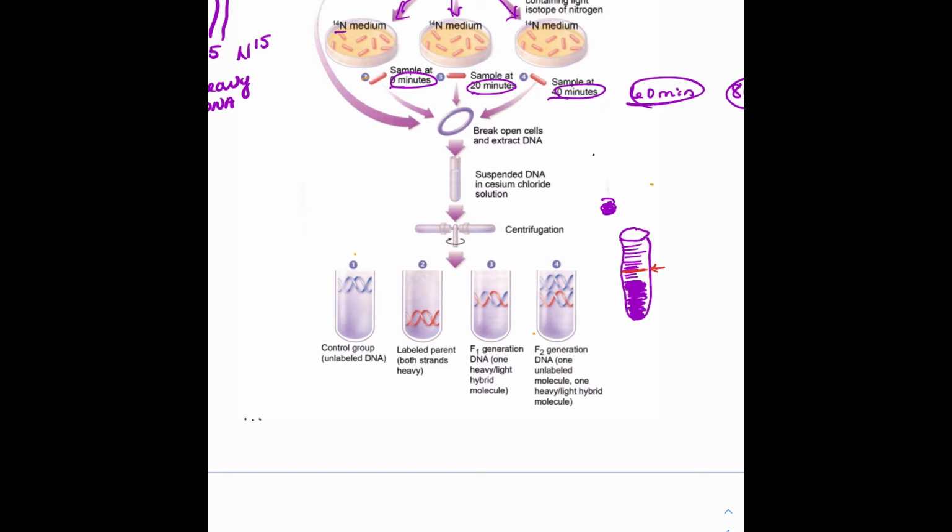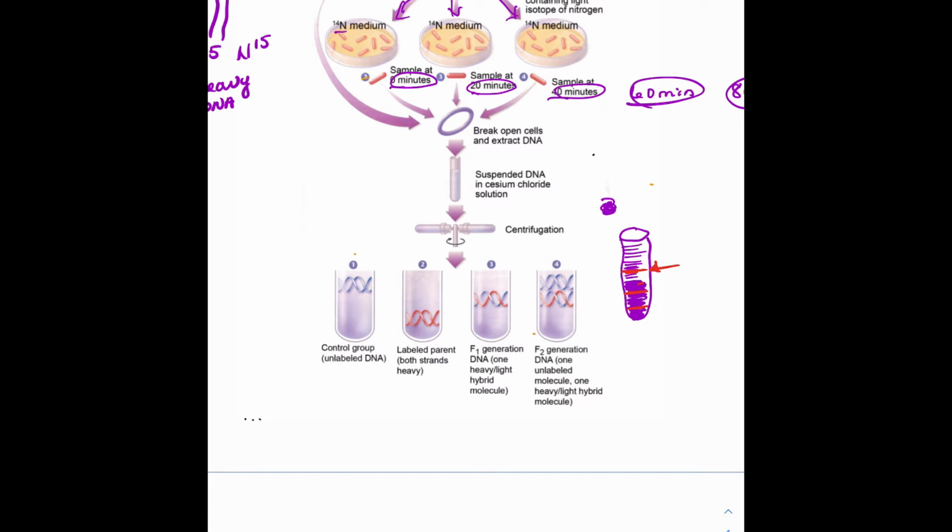It won't keep going any further down because this is heavier, and so this will centrifuge down. The DNA will stop here. If the DNA is really heavy, maybe it'll stop here, maybe it'll stop here. But the reason why that concentration gradient is so important is because the DNA will stop in the salt solution, where the cesium chloride is the same weight as that DNA.